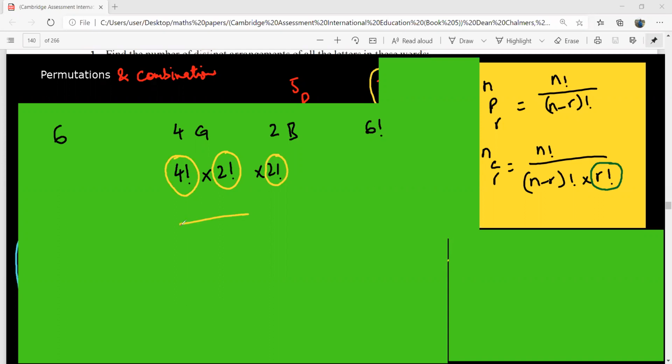Exactly. You can have the girls in the beginning and then the boys here, or you can have the boys in the beginning and then the girls at the end. So that is why you have this 2 factorial. These are 2 different arrangements. There are 4 girls and 2 boys, so 4 factorial for the girls, 2 factorial for the boys. This is 4 factorial into 2 factorial into 2 factorial.